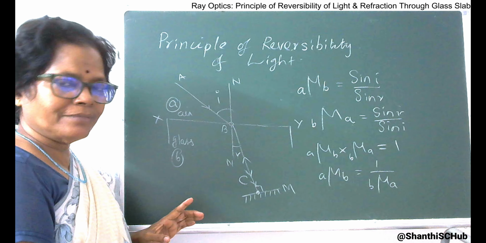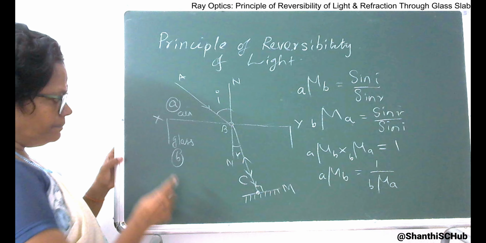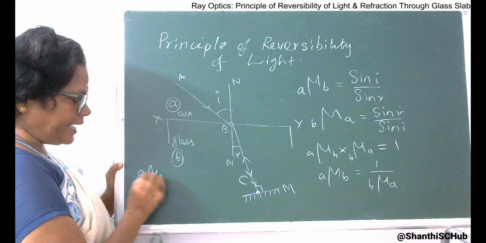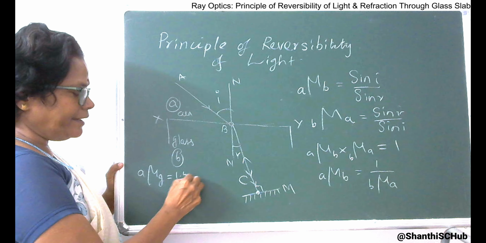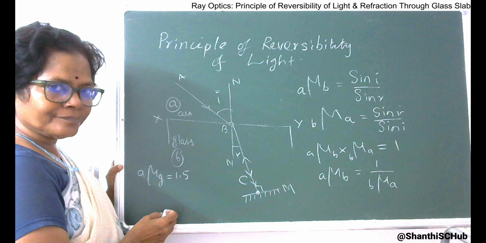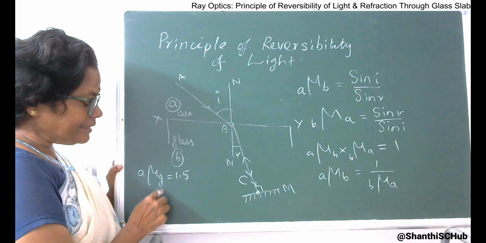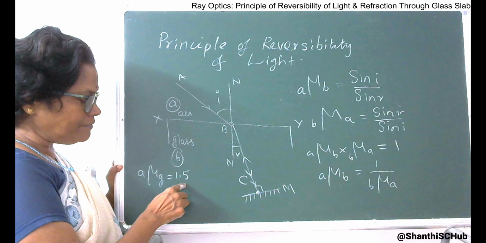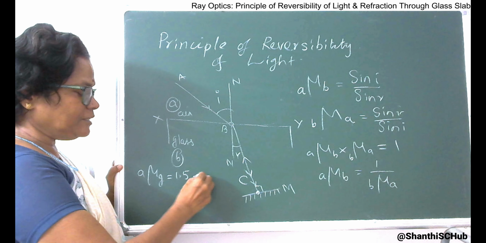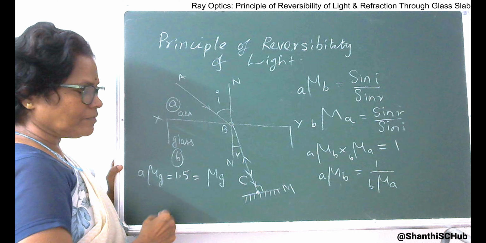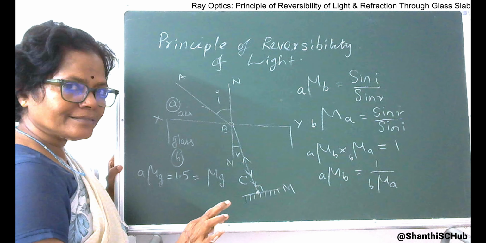What do you learn from this? I give an example. You know mu of glass with respect to air is 1.5. Now, if light goes from air to glass, glass has a refractive index of 1.5 with respect to air. That is also called the absolute refractive index of glass, just the refractive index of glass.